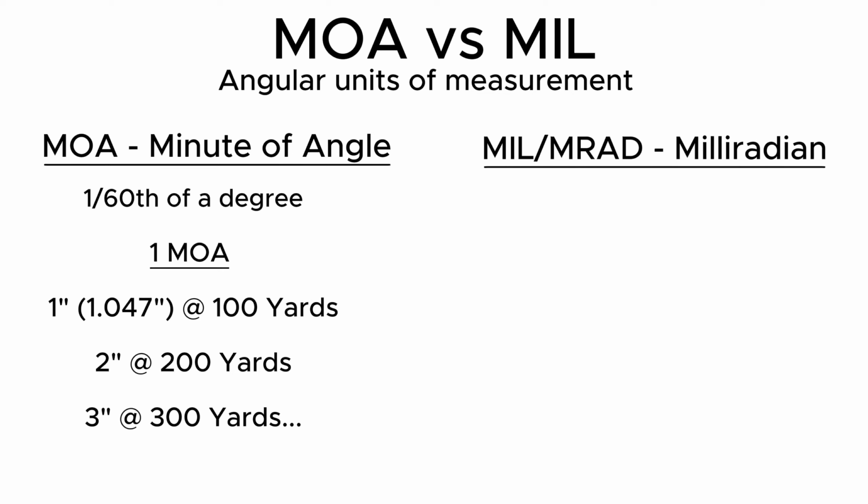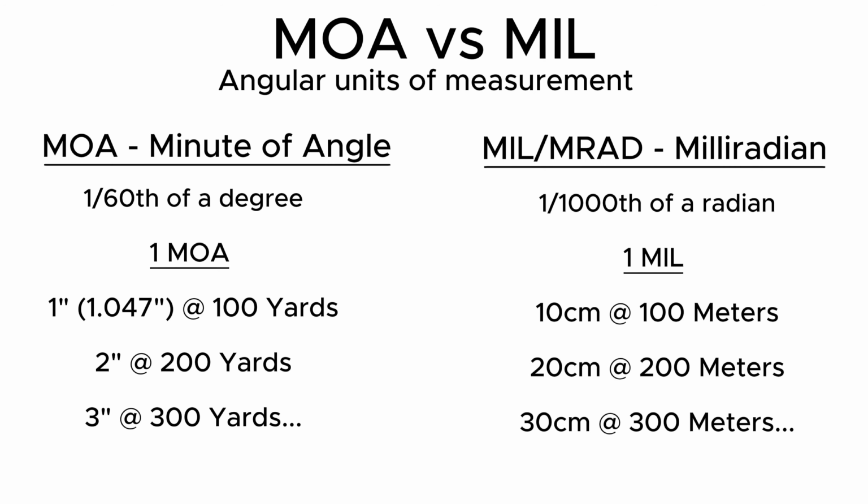Mil, on the other hand, uses the metric system. Mil, or MRAD, is short for milliradians. 1 mil is equal to 10 centimeters at 100 meters, and like MOA increases linearly. 1 mil at 200 meters is 20 centimeters, 1 mil at 300 meters is 30 centimeters, and so on. To compare to MOA, 1 mil is equal to 3.6 inches at 100 yards.